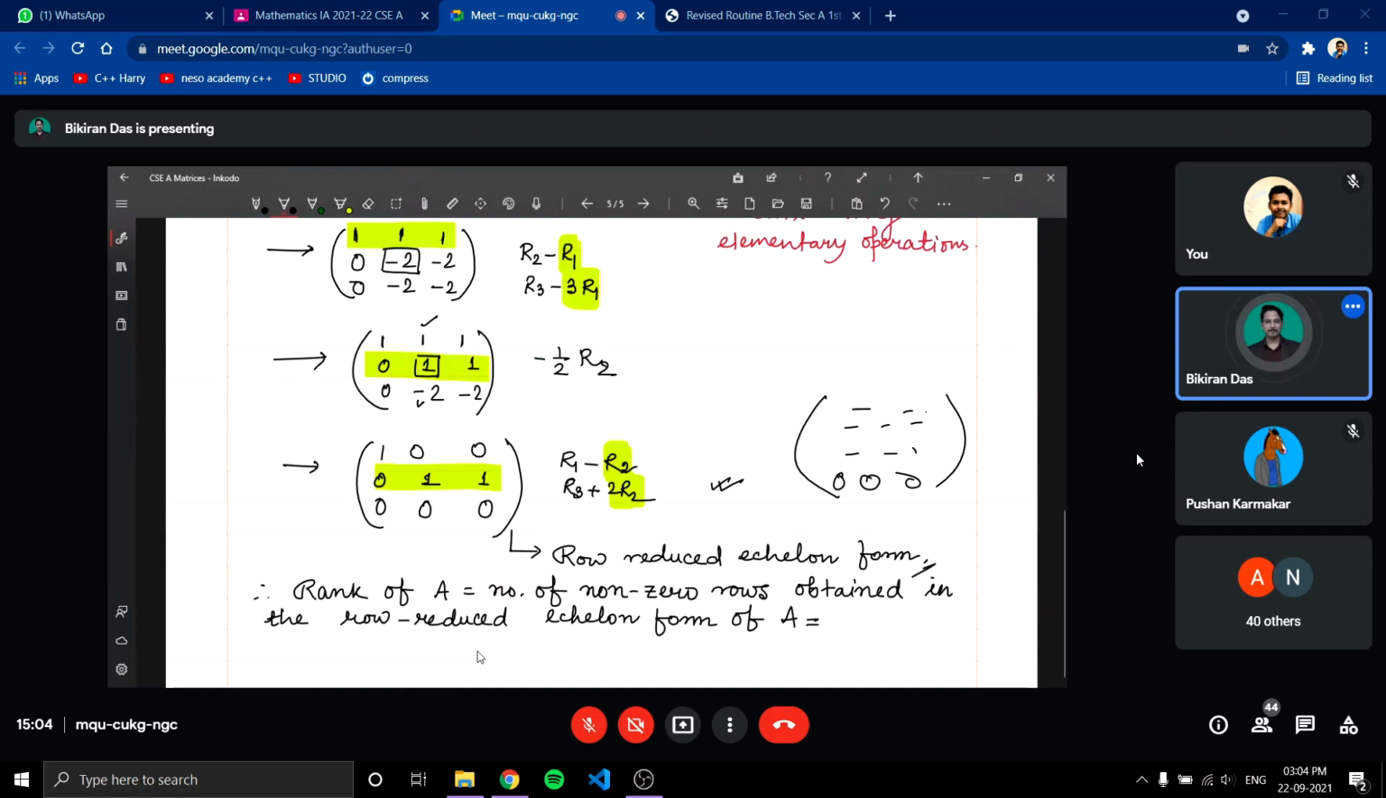Sorry, it got disconnected. It's okay, the class is also over. See, the laptop is not there, the screen is disconnected.